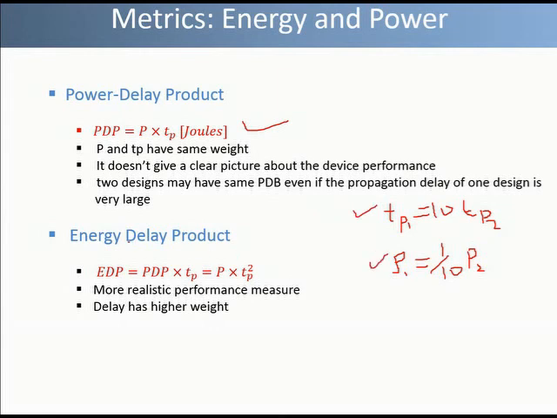A more practical performance metric is the energy delay product, which is defined as power delay product times the propagation delay, or the total power consumed multiplied by the propagation delay square. So in this relationship we can see that the propagation delay has got a high weight. So by decreasing the propagation delay by 1/2, we can decrease the energy delay product by 1/4. So this is a more practical measure to assess the performance and energy trade-off of practical digital circuits.